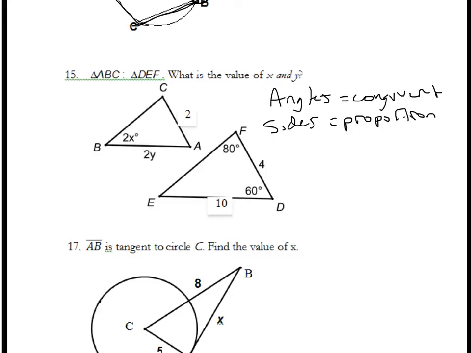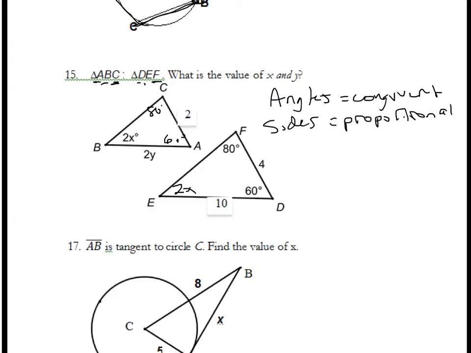Okay, now obviously not all angles are congruent, but corresponding angles are congruent. So if I want to line up to find corresponding angles, C and F are in the same position, so angle C and angle F have to have the same measure. E and B are in the same position, so E and B have to have the same measure. And then D and A have the same measure as well.